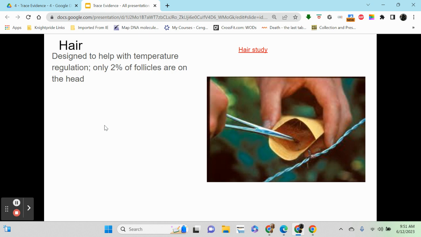The way that's designed to work, we have a muscle that's connected to the hair shaft, or at least the follicle that it's going to grow in, and it will allow that hair to stand upright and help trap air next to the skin of the organism. That's going to serve as an insulator.